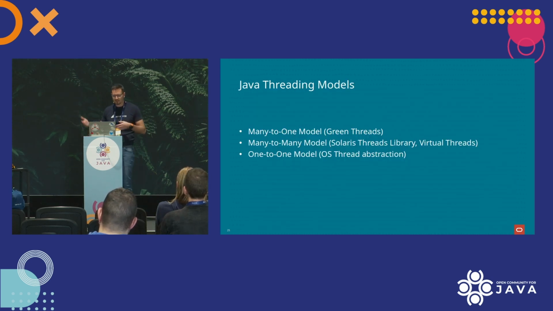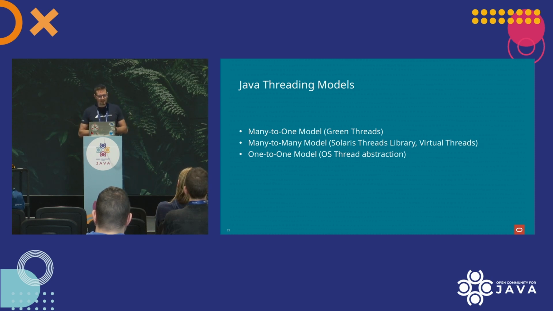Again, we will compare it. The green threads are a many-to-one model. We are running always on a single thread. Back then, it made a lot of sense because there weren't that many multi-core machines, right? So running on a single thread wasn't such a bad idea.